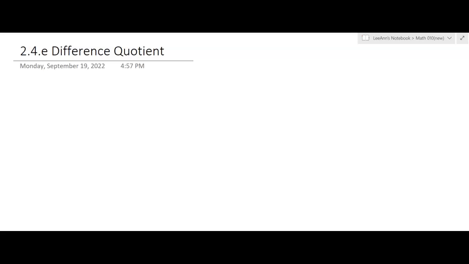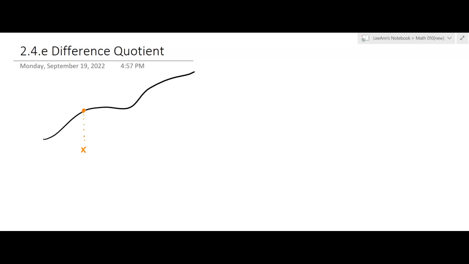So we've been talking about slope and linear equations, and then we started talking about functions and average rate of change and things like that. So let's say you have a function that looks something like that, and you're trying to figure out an average rate of change.